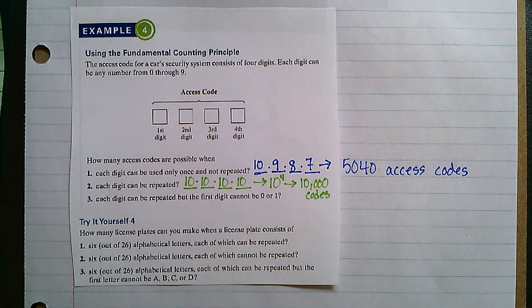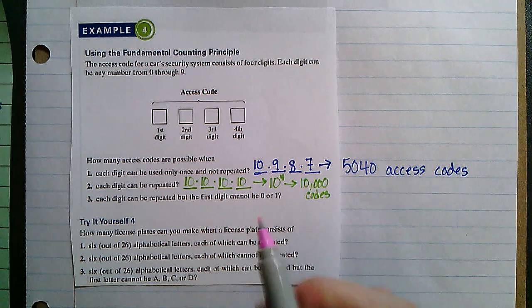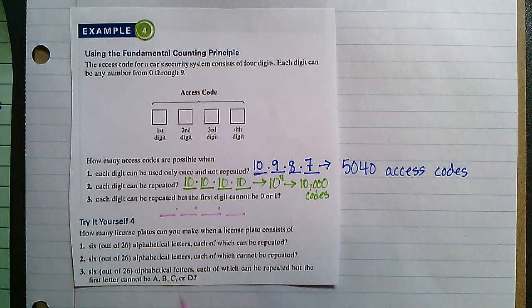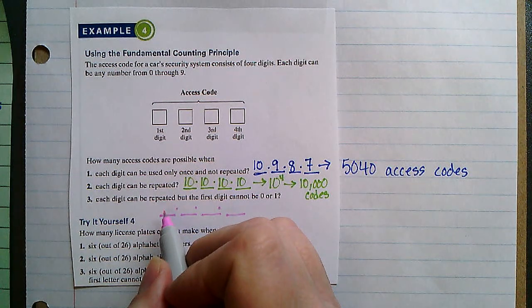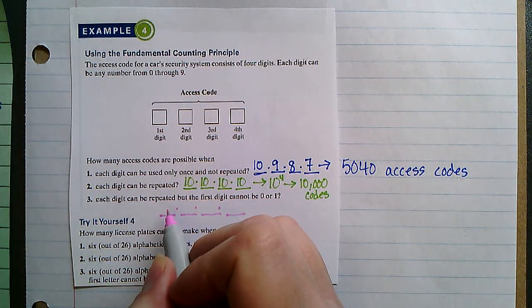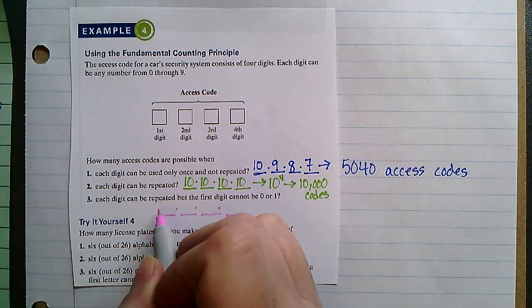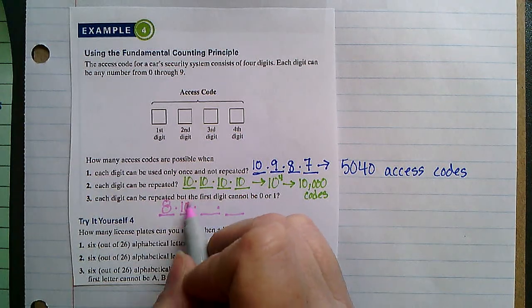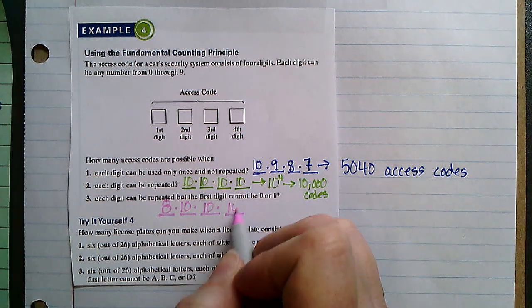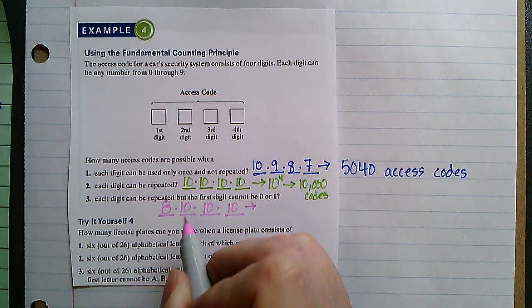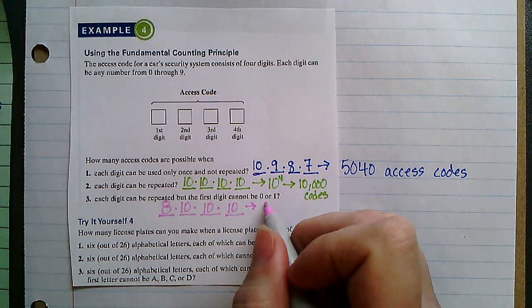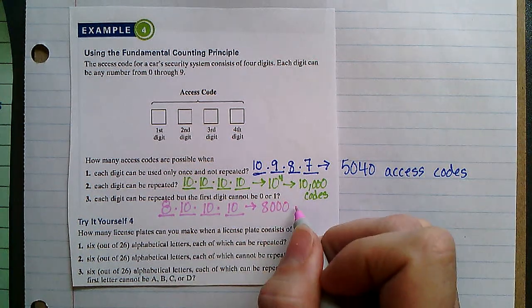Now, what if each digit can be repeated, but the first digit cannot be a 0 or a 1? So 4 choices. Each digit can be repeated, but the first one cannot be a 0 or 1. So that means it only has 8 choices. Then all the other spaces have 10 because we can repeat anything we want. So that's going to give me 8 times 10 times 10 times 10, which is 8,000 codes.